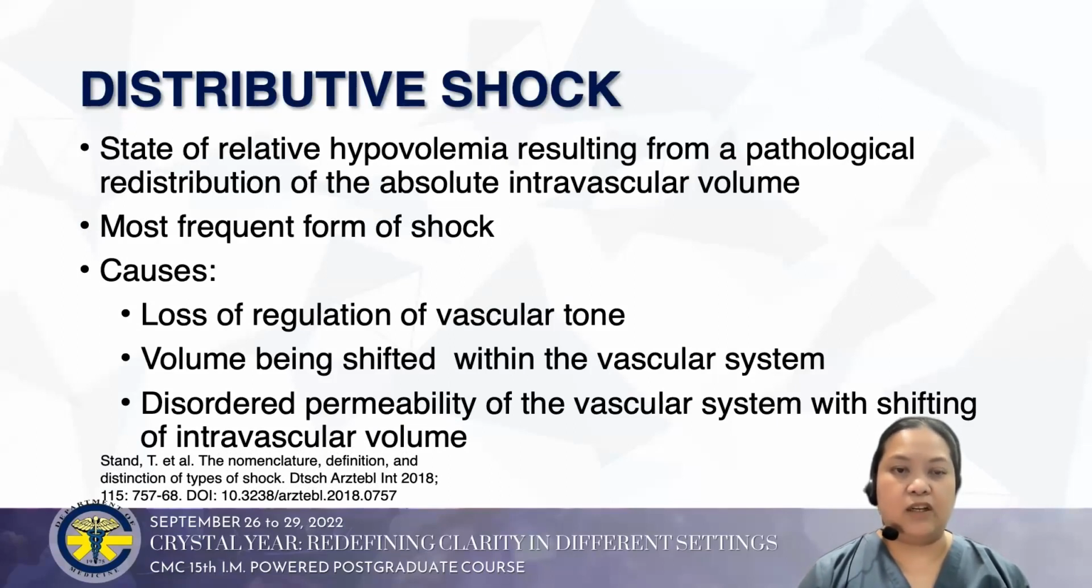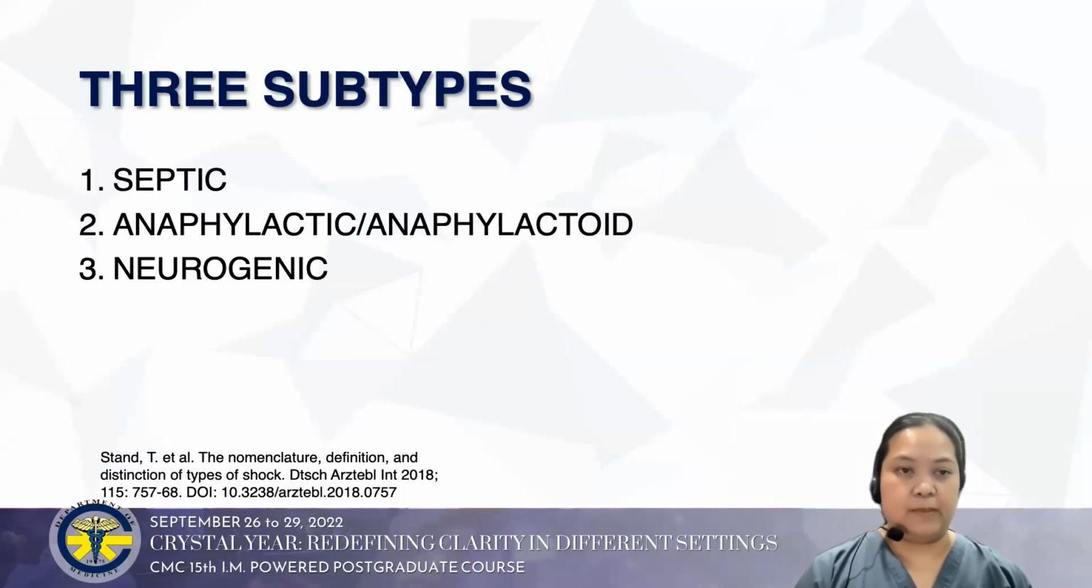It is a state of relative hypovolemia resulting from a pathological redistribution of the absolute intravascular volume. That is the most frequent form of shock. Usually, the causes may be a loss of regulation of vascular tone, the volume being shifted within the vascular system, or disorder in permeability of the vascular system. There are three subtypes of distributive shock. The most common would be septic shock. Next would be anaphylactic or anaphylactoid shock. And the last would be neurogenic.